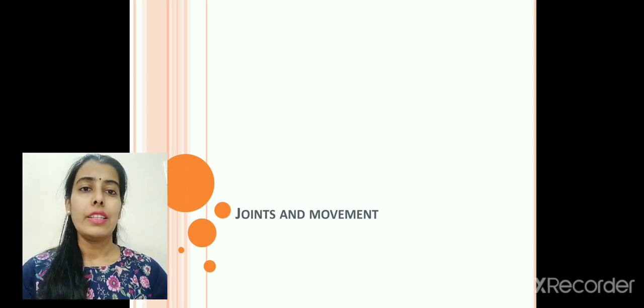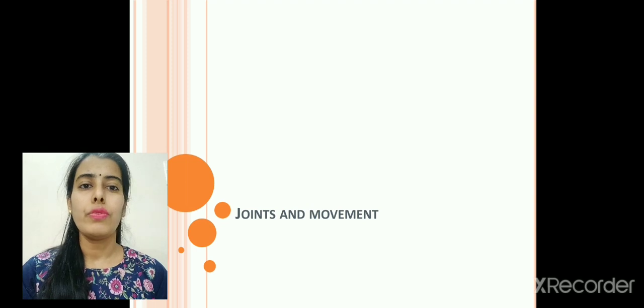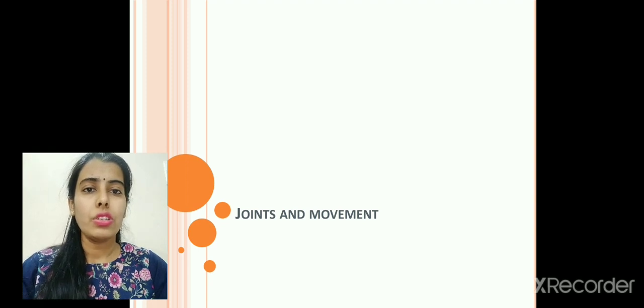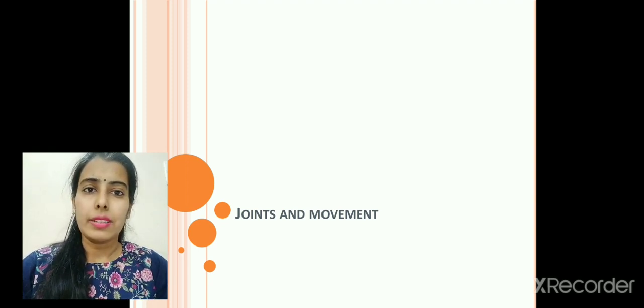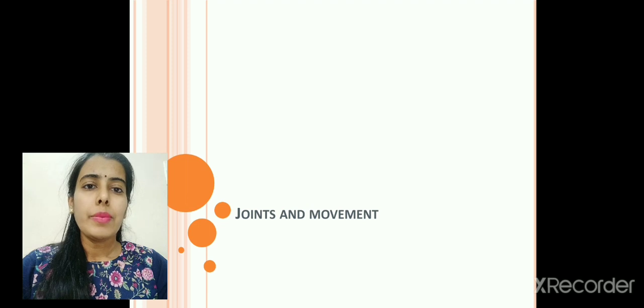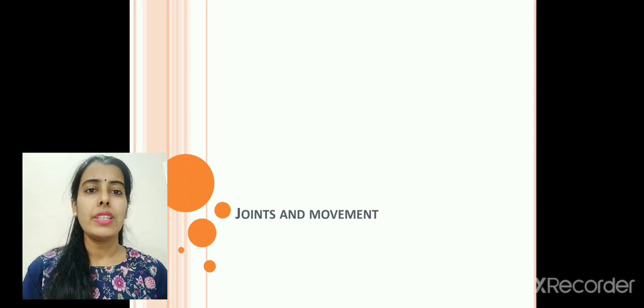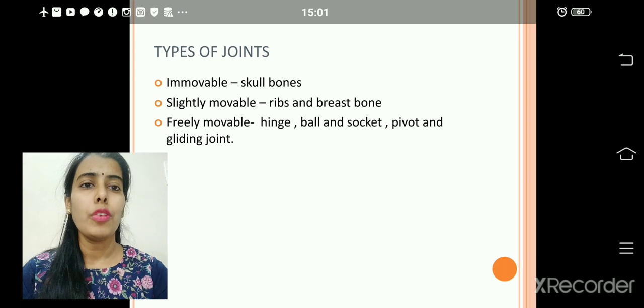That is, cells join to form tissues, tissues form organs, and different organs form an organ system, which work together in coordination in a living organism. Then we discussed the importance of the skeletal system. Today we'll be learning about joints in the skeletal system and how these joints perform different types of movement.